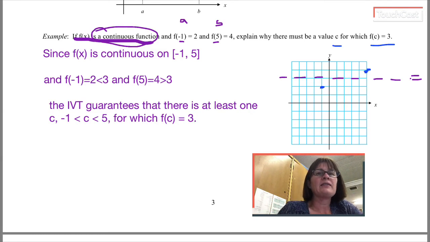All right, let's see if I got it all. Since f of x is continuous on -1 to 5, and f of -1 equals 2, which is less than 3, and f of 5 equals 4, which is greater than 3, the IVT guarantees that there is at least one C. C must be in between -1 and 5, for which f of C equals 3. Final answer.